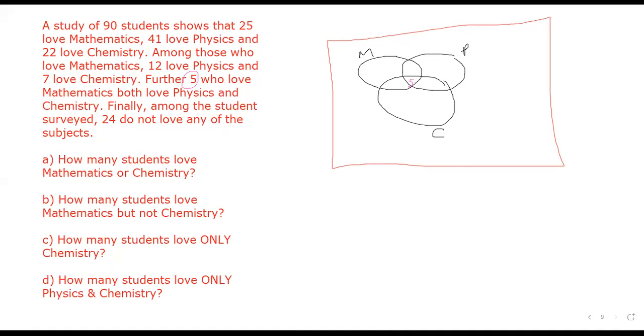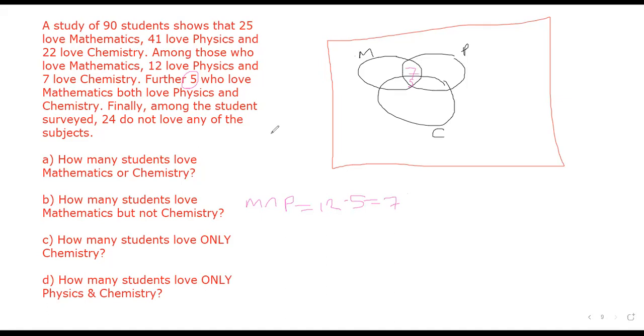So let's see, 41 love physics. Maths intersection physics is what? 12, right? Those who love mathematics. Among those who love mathematics, 12 love physics. So meaning this is the intersection of maths and physics, which is 12. So 12 minus 5, what do we get? 7. Right?